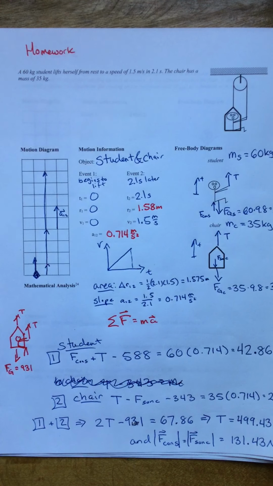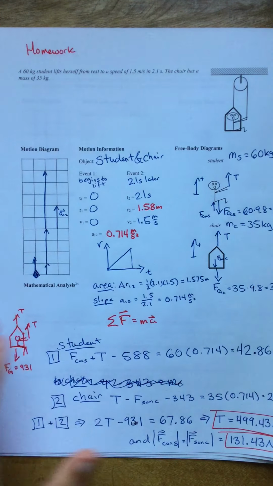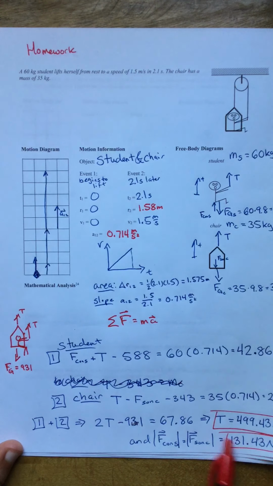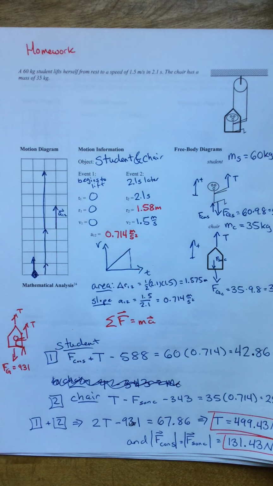That gives us 131.43. You can round both of these, but I didn't want to round this one too soon, because then it would look funny. If you do, you could use either this equation or this equation to solve for it, but if you don't round it, this is what you would get for both equations. Okay, so that concludes 97.